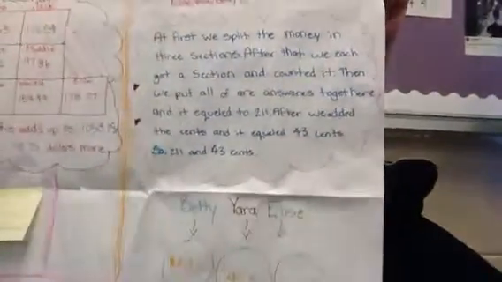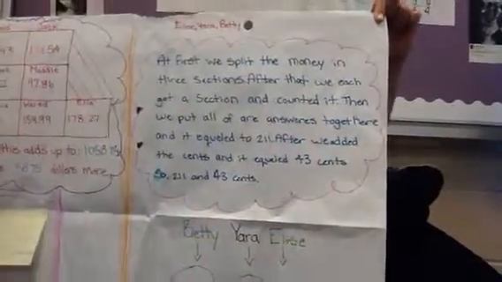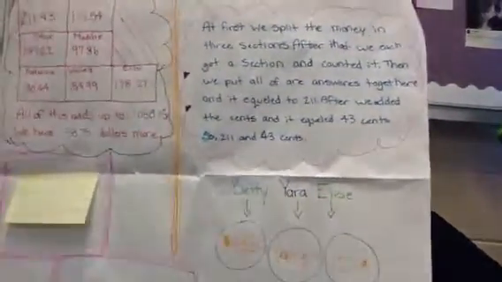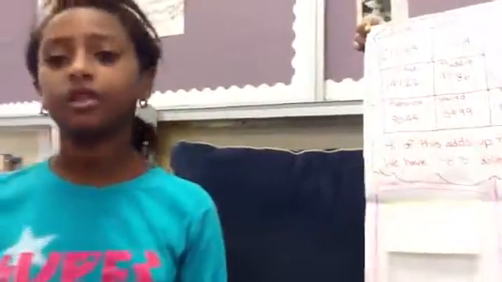First we split the money in three sections. After that, we each got a section and counted it. Then we put all of our answers together, and it equaled 11. After we did the cents, and it equaled 43 cents, and $211.43.